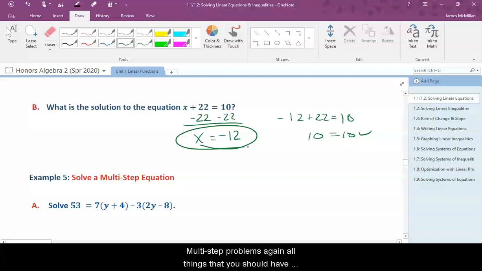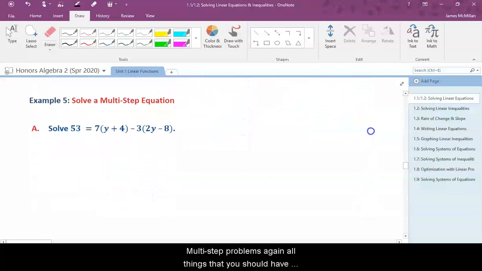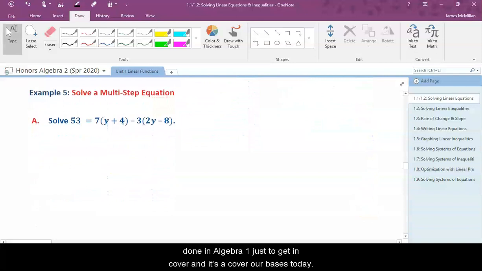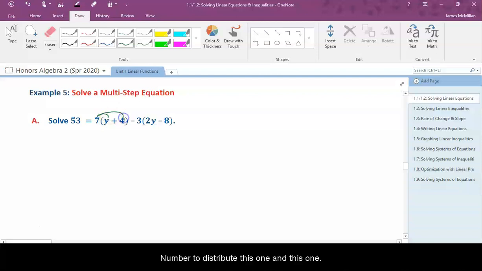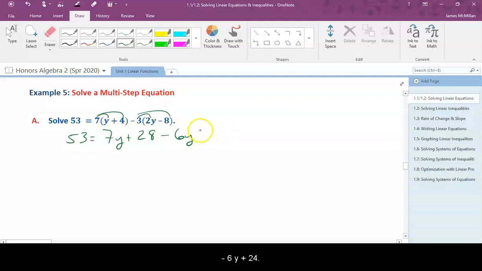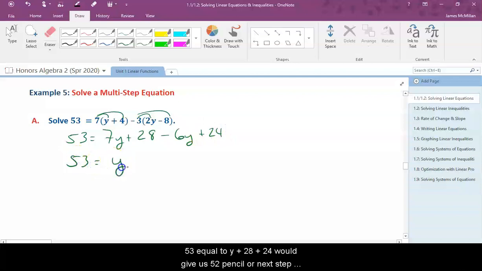If you go to multi-step problems, again, all things that you should have done in Algebra 1, just again covering it to cover our bases today. Remember to distribute this one and this one. So we're going to get that 53 is equal to 7y plus 28 minus 6y plus 24. 53 is equal to y plus 28, and 24 would give us 52.